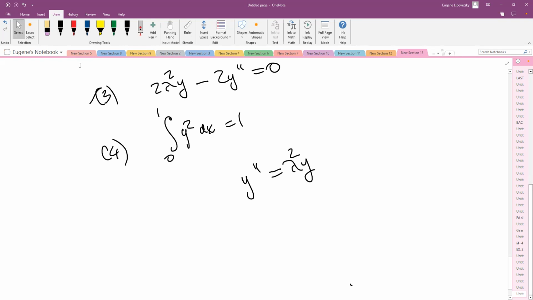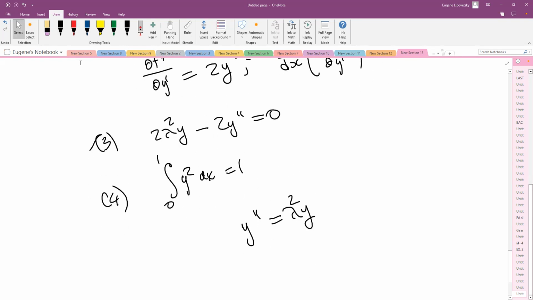Let's see what I can do with this one. So we have this condition. We have this one, and we have y of 0 equals y of 1 equals 0, right?